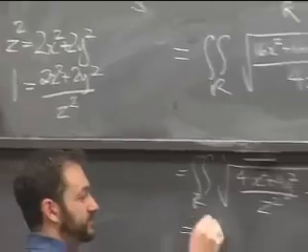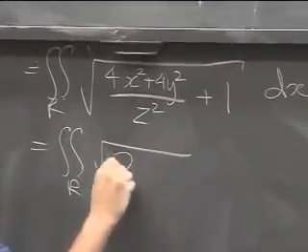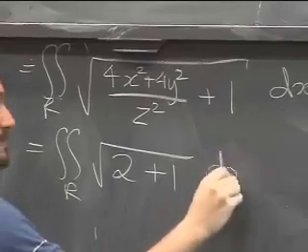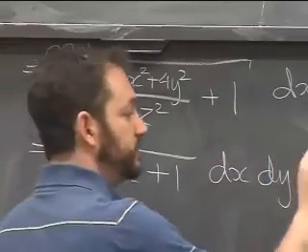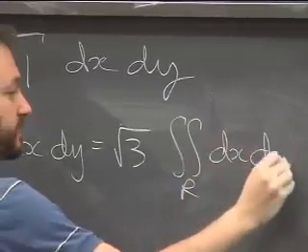So, yeah, it is pretty tricky. To solve it? I expect you to solve it. So it's root 3 outside of the double integral over R.